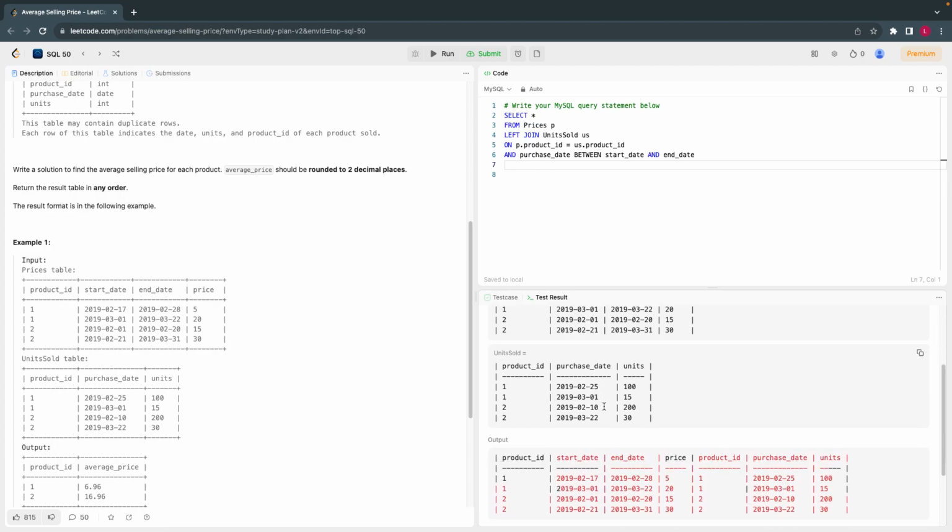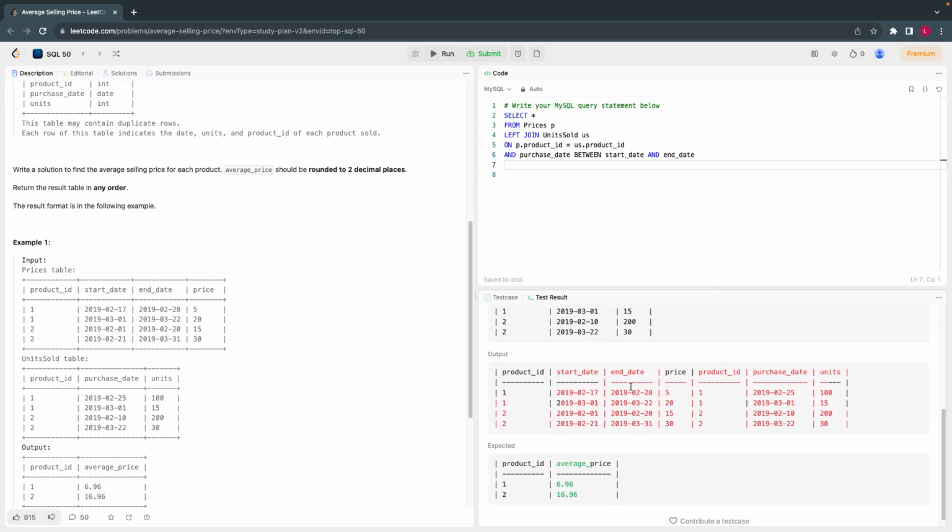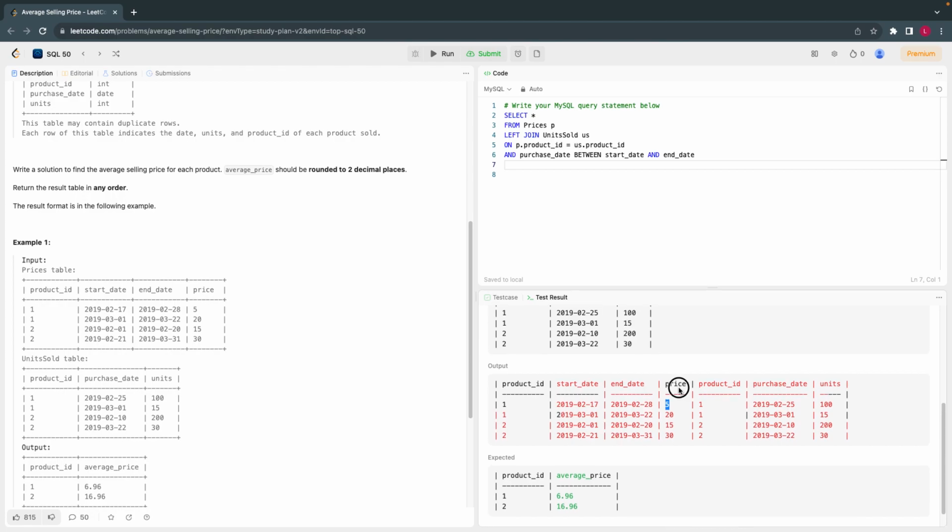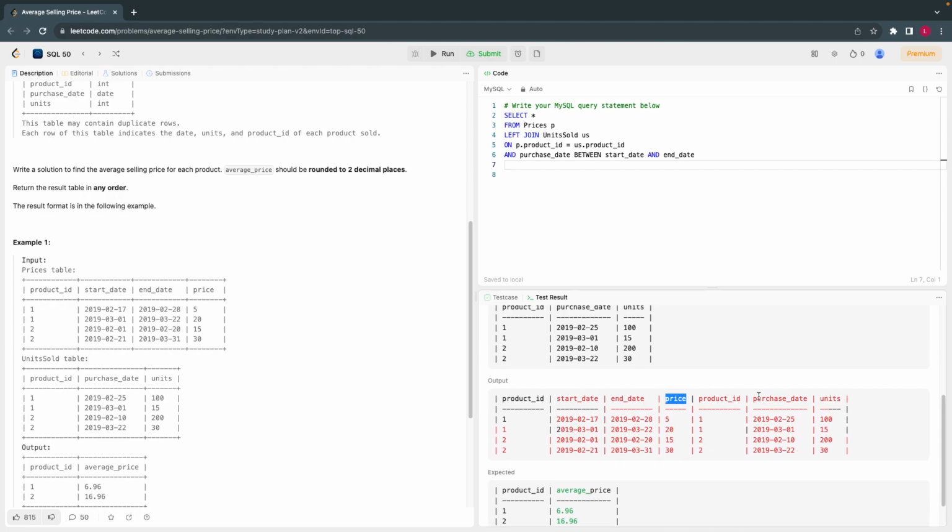So we are getting the full information. We are just joining those tables with corresponding values. This is from the price table, these values till here, and this is from the units sold table. Now what we have to do is find the average price for each product, right? So before that, this is what we get.